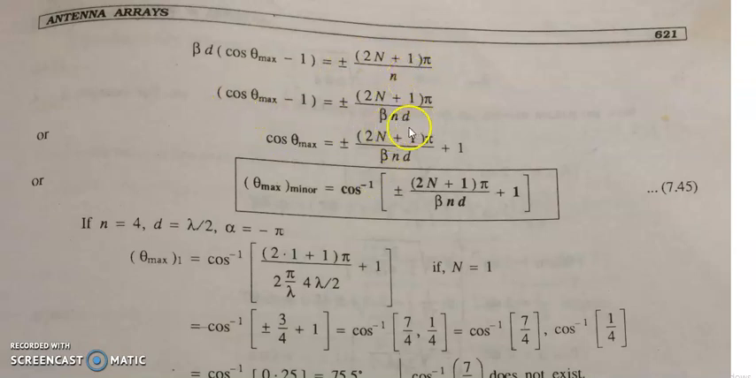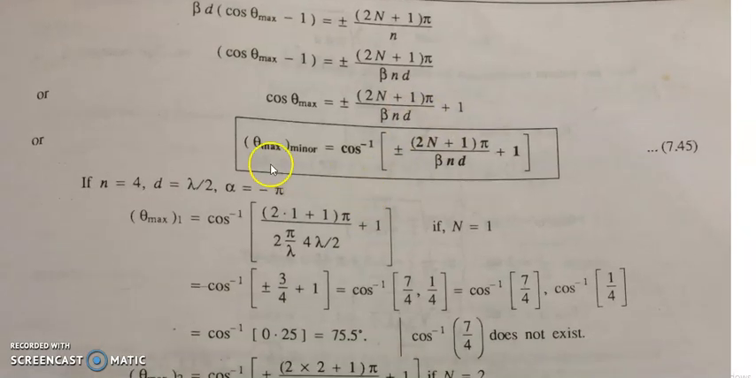Solving it, taking beta d down, cos theta max is equal to plus or minus 2n plus 1 into pi divided by beta nd, plus 1. So theta max is cos inverse of this whole value.